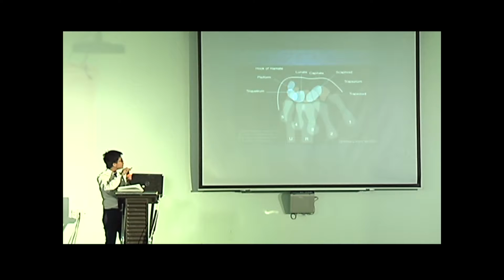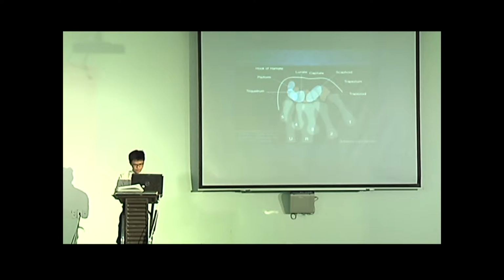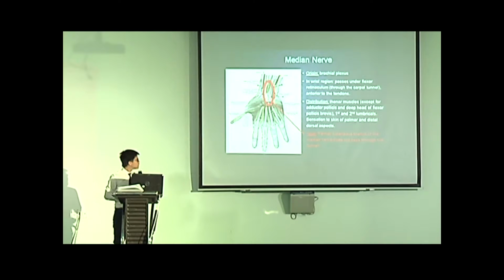Here you can see the arrangement of the carpal bones forming a concave structure, and the retinaculum will be covered here to form the carpal tunnel. Now we talk about the content of the carpal tunnel. The first content of the carpal tunnel is the median nerve. The origin of the median nerve is from the brachial plexus.